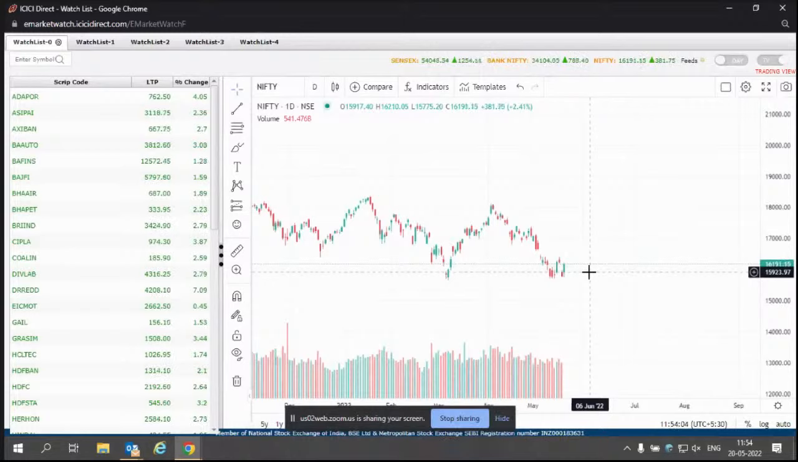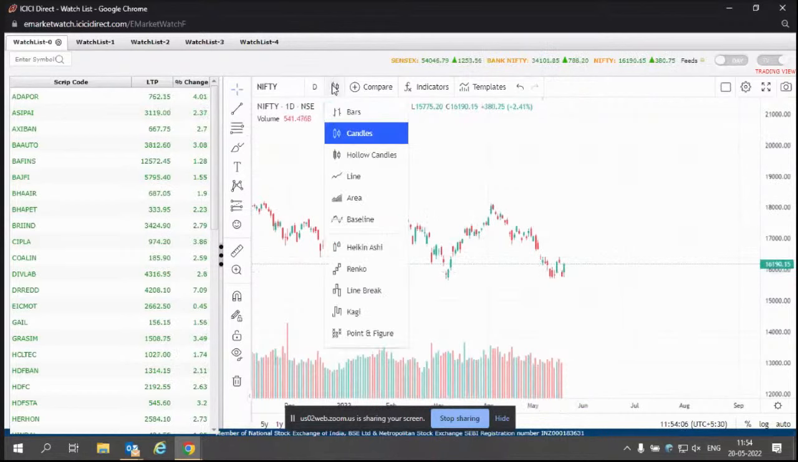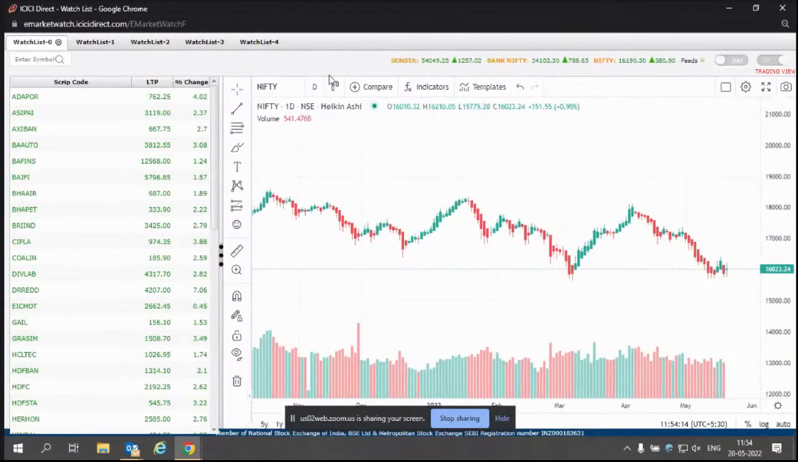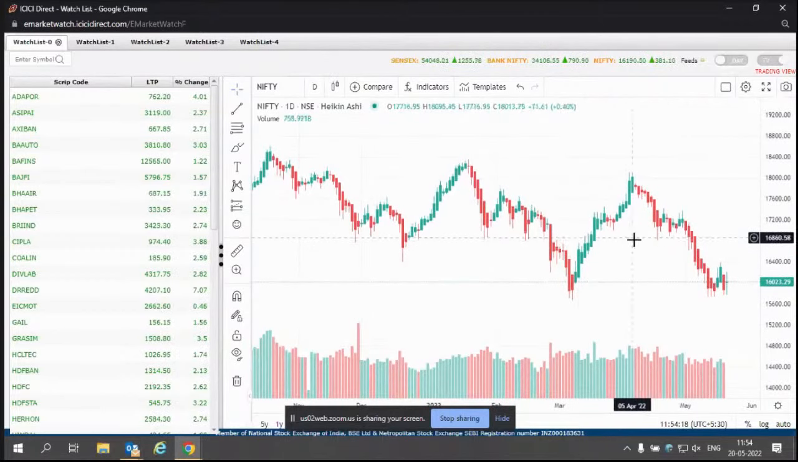What about Heiken Ashi? Just the last one. We already have Heiken Ashi available as a chart type. You can just go there, click on Heiken Ashi, and you'll be able to see the Heiken Ashi pattern.